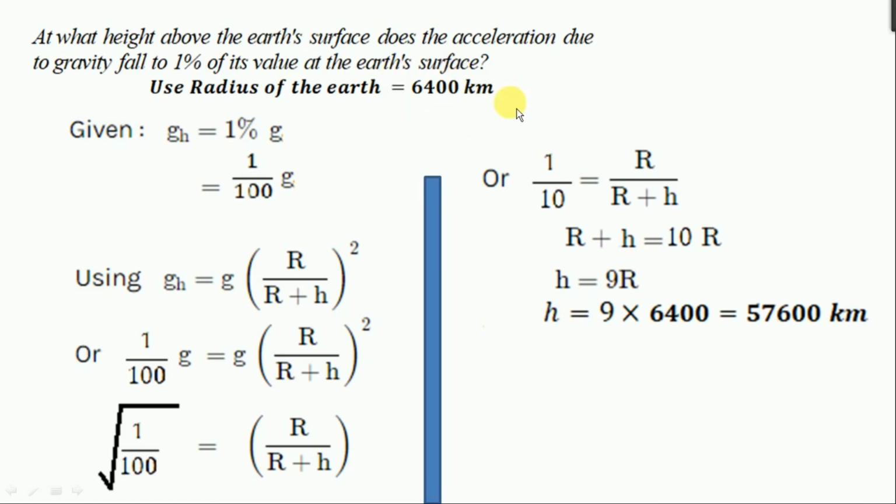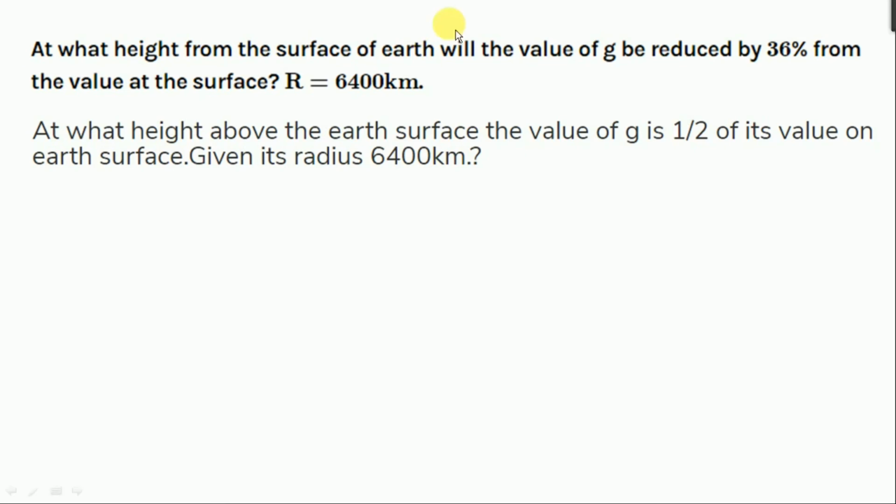Now if you put the value of R, you will get 57,600 kilometers. So at 57,600 kilometers above the earth's surface, the value of g will reduce to 1%. So now you can try this question. Out here it is reduced by 36%. So I think you have to use the h comparable to R formula. And out here you can see the acceleration due to gravity is becoming half. So for this also you have to use the formula in which h and R are comparable.